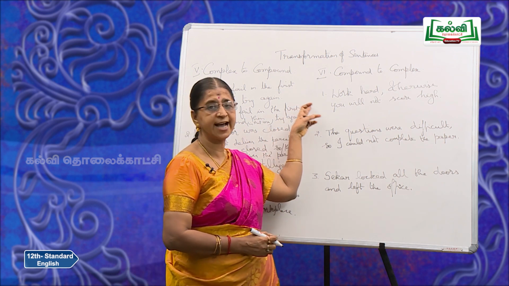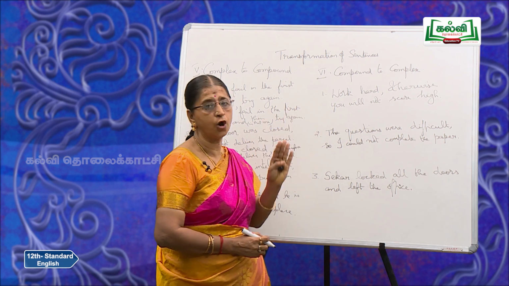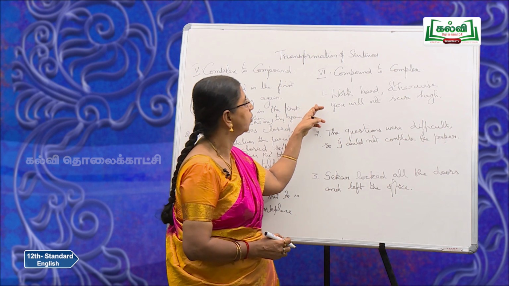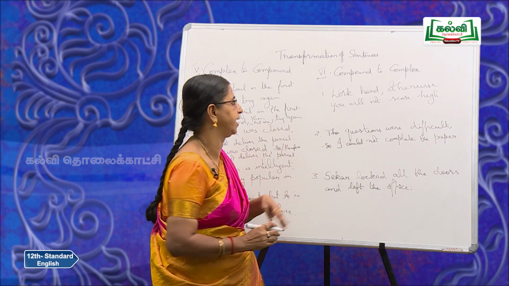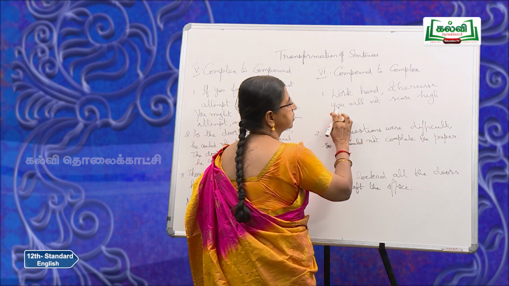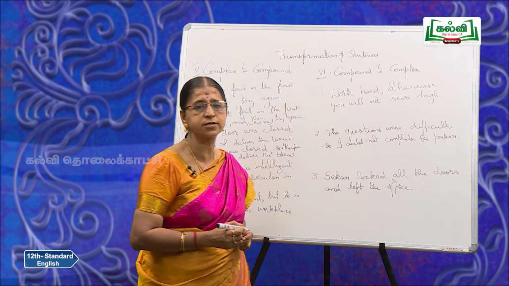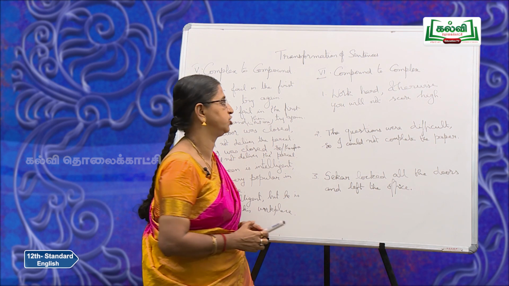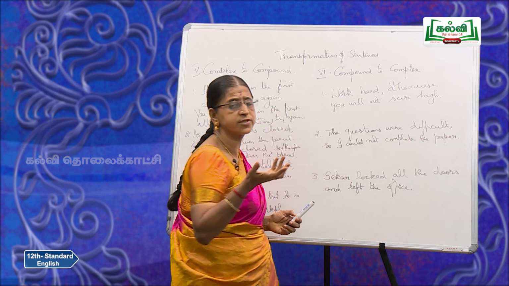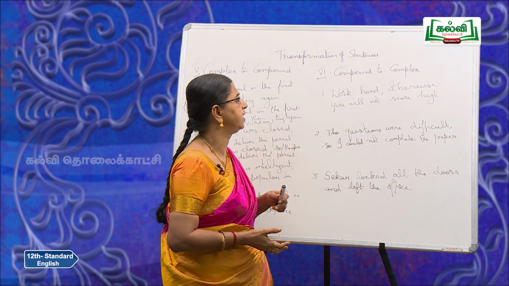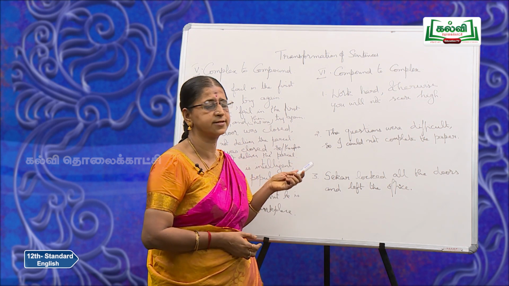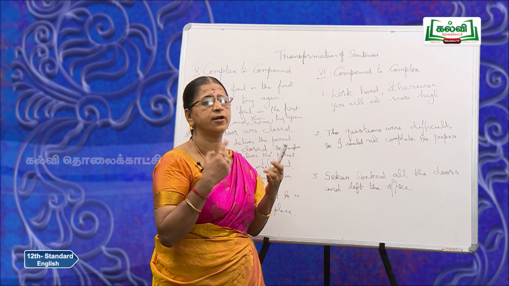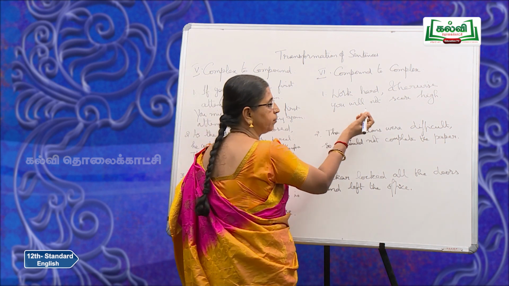Now, we move on to the last section of the transformation, compound to complex. Now, work hard, otherwise or else you will not score high. Work hard, one main clause, you will not score high, another main clause, or else, otherwise, conjunction. So, here it is almost like a condition. So, what is the meaning? If you do not work hard, you will not score high. That is your answer. Or unless you work hard, you will not score high. I will write both the answers here.